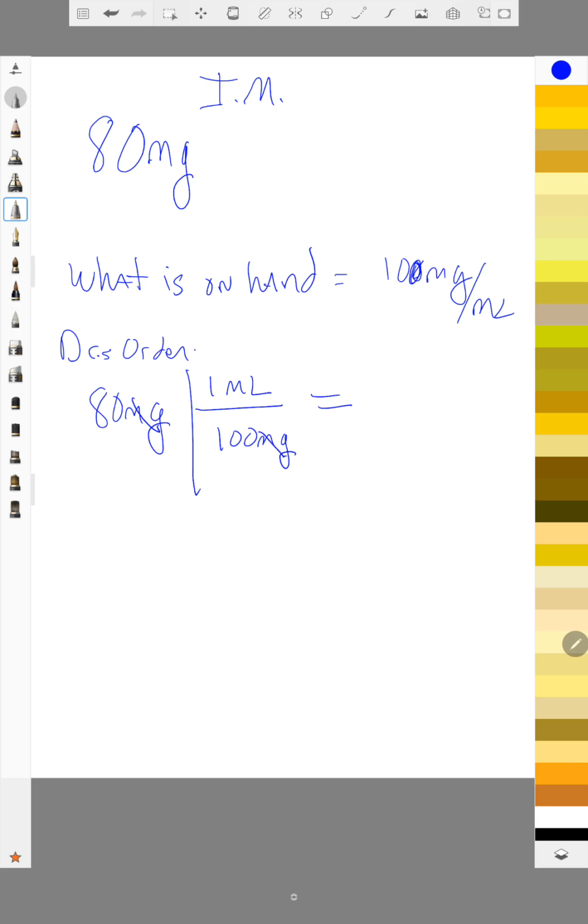Now, for those of you that have trouble multiplying fractions, if you have a whole number, just put a 1 underneath, and that way you can make it into a fraction. Technically, it's still a whole number. 80 divided by 1 is still 80. When you multiply fractions, you multiply the numerators. So 80 times 1 is 80. Bring the units with it, mLs. 1 times 100 is 100. There's no units on the bottom. So what we have is 80 over 100. That's basically our math problem.